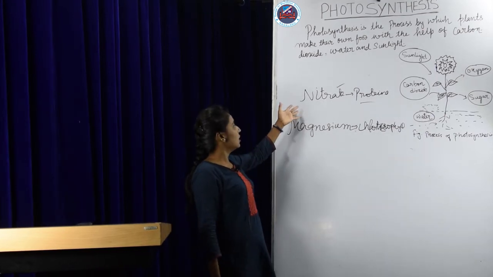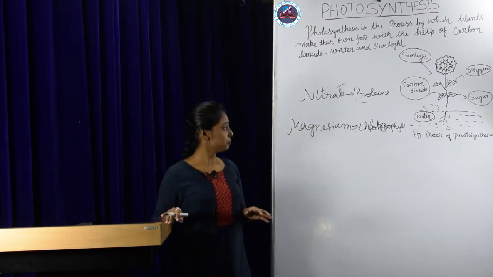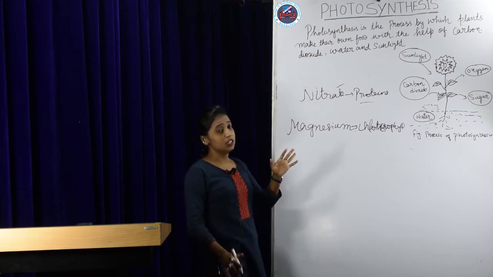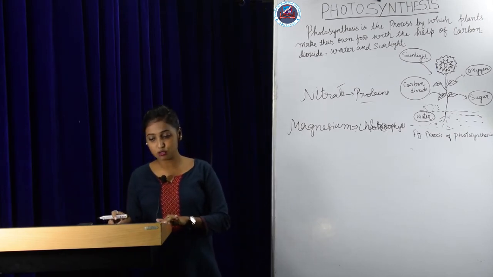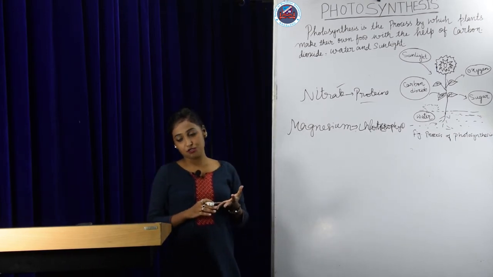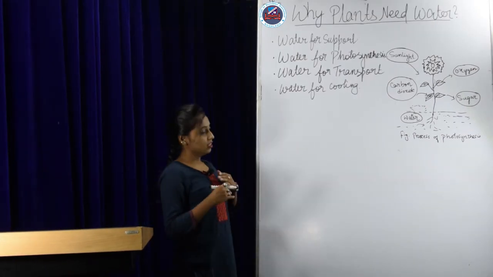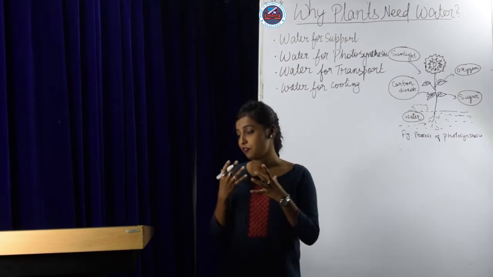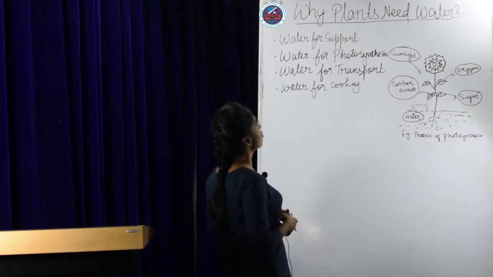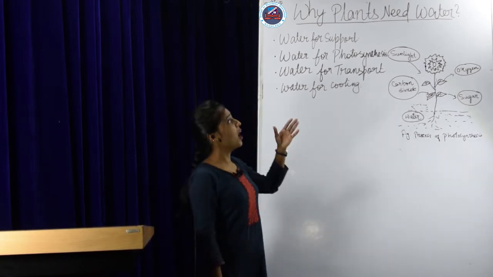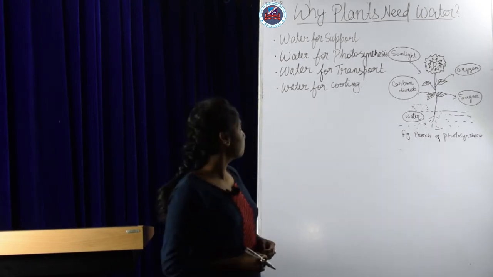So see, these are the things which are very important for the healthier growth and development of the plant. As I have said, these fertilizers, nitrate and magnesium, are the most important. Besides these, they also need potassium, carbonate, phosphorus, etc. for their growth. Next, we have learned about photosynthesis and fertilizers. Next we will learn about the importance of water for plants, or why plants need water.